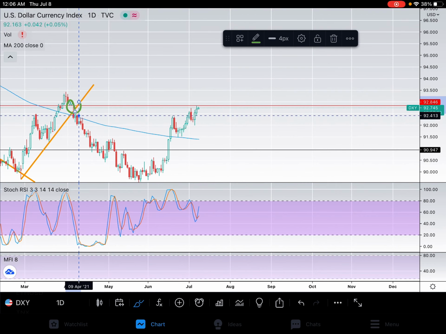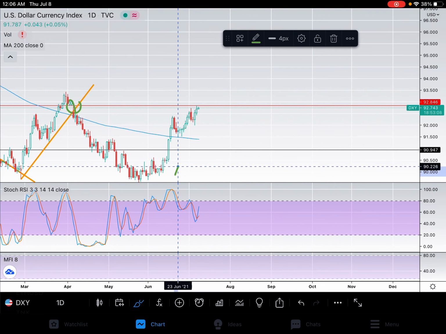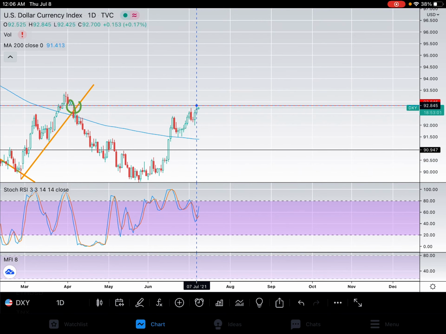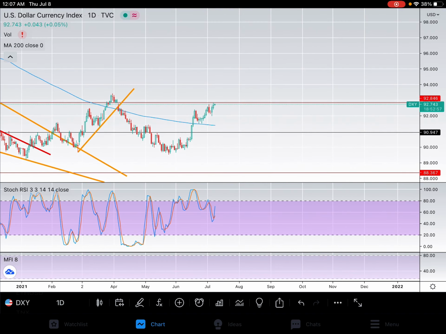Right here, that thing went all the way up here and it got rejected right here. So I expect the Dixie to go down. That'll be bullish for cryptos again.